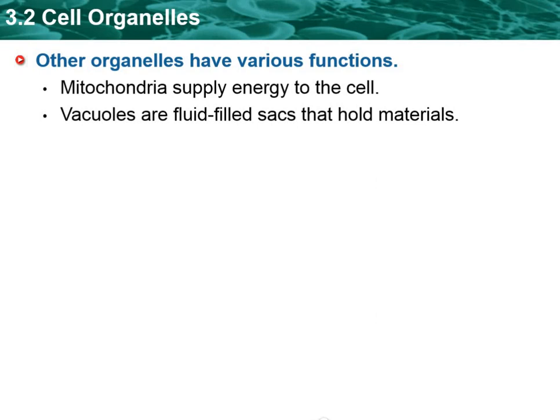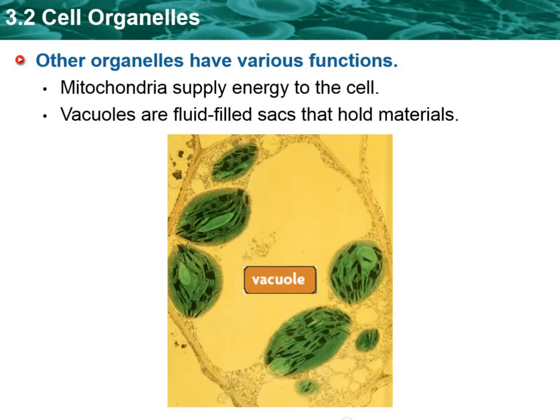Vacuoles are going to be storage sites within the cell. So anything that the cell wants to hold onto, like water or salts or any food materials, it will form a vacuole, which is going to be a fluid-filled sac that holds materials. So right there is a picture of a vacuole. Plants are going to have a really large central vacuole.